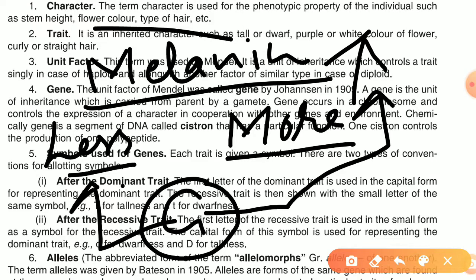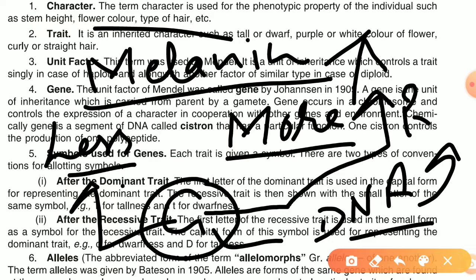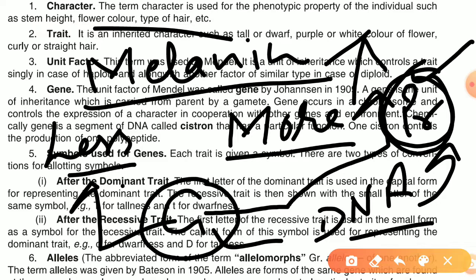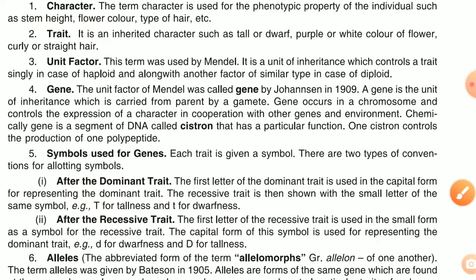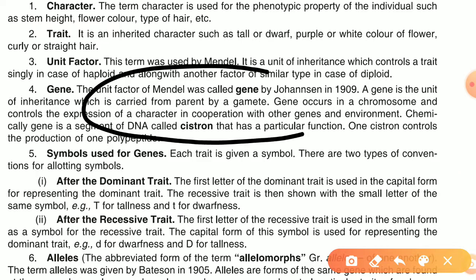And how does it control character? Gene is actually DNA. We will discuss in detail the structure of gene. Gene is actually DNA, and DNA makes a particular protein. And by making that particular protein, it will decide which kind of character we are going to have. Clear? Is it clear what a gene is? So we can say that a gene is a unit of inheritance. It occurs on a chromosome. It is a part of the chromosome, that is more appropriate, and it carries the characters from one generation to another generation.